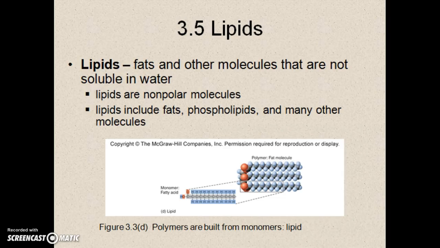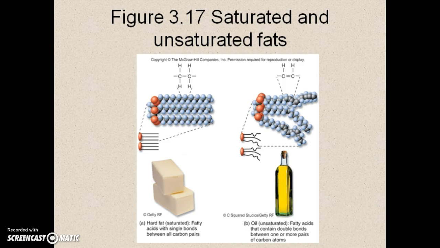And so picking up where we left off there, lipids, which are fats and oils, are not actually soluble in water, so they're what we call nonpolar or hydrophobic, water-fearing. Some other examples are phospholipids, and remember that is what makes up the cell membranes in every single cell. Fats can be used for energy storage, and there are two types of fats, and they get their names based on their molecular structure.